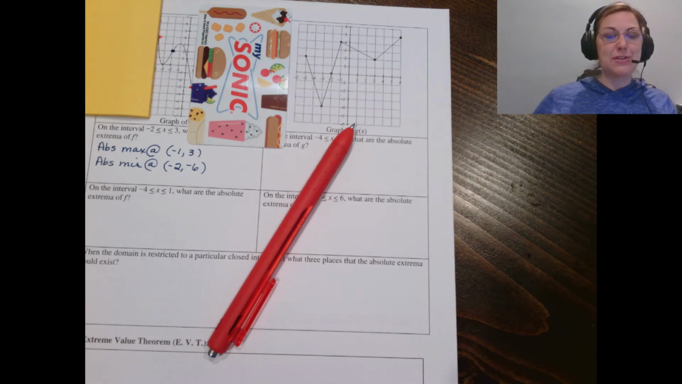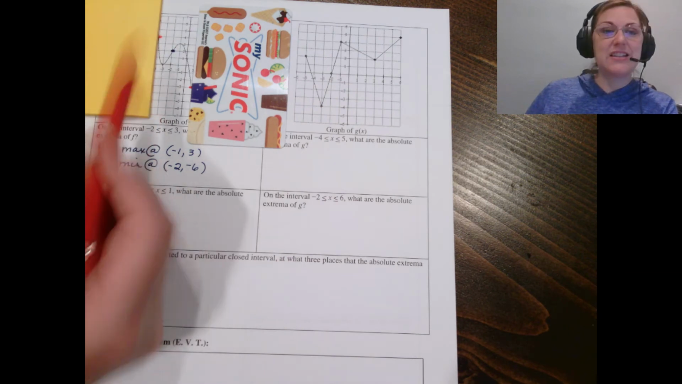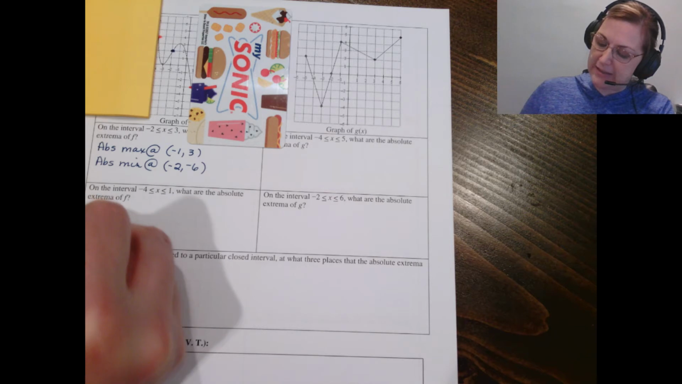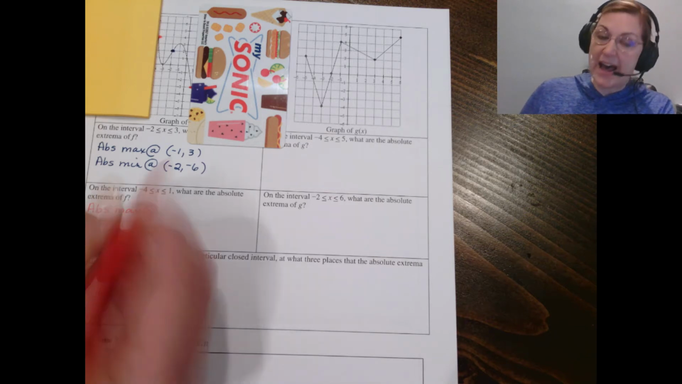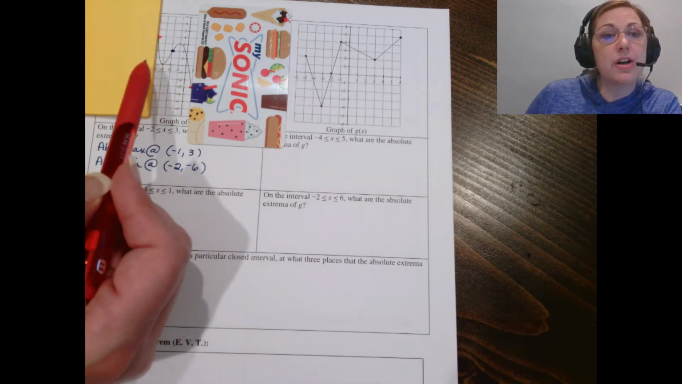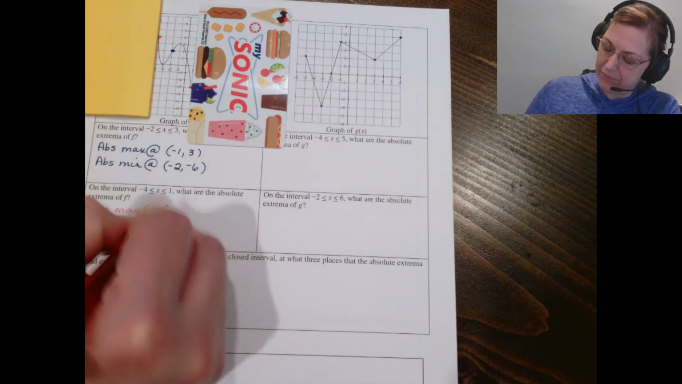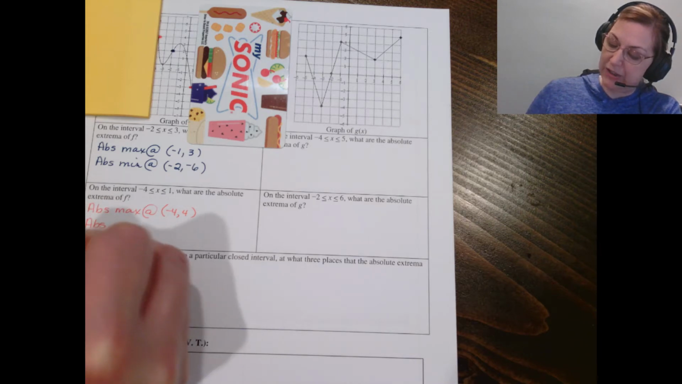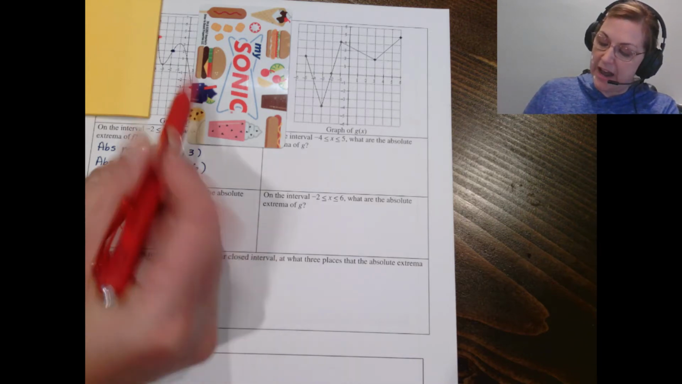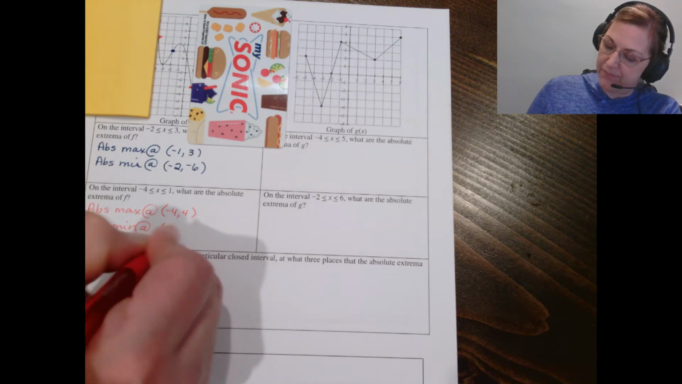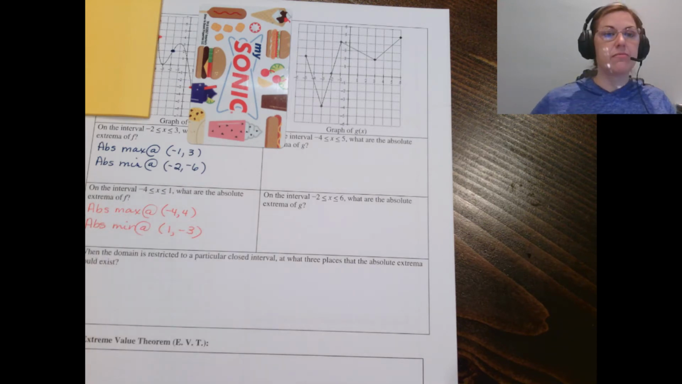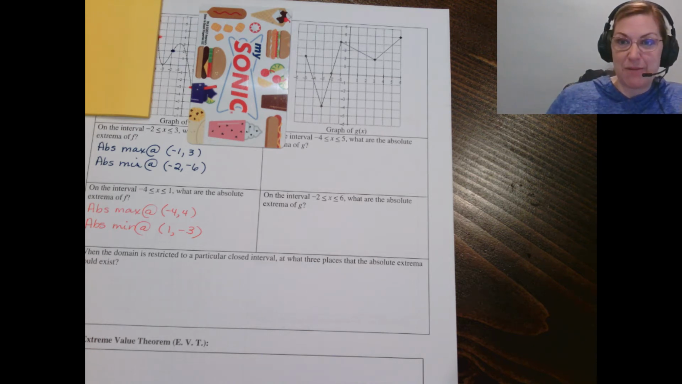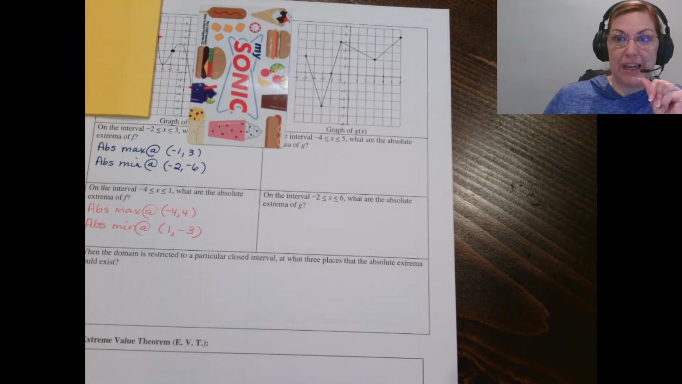Where is your absolute maximum? Looks like it's at this endpoint here. So absolute max at, looks like (-4, 4). Okay. And my absolute min looks to be at the other endpoint at (1, -3). Okay, so if we change the intervals, we have to look at the endpoints differently because our maximum and minimums are going to look different on those intervals.